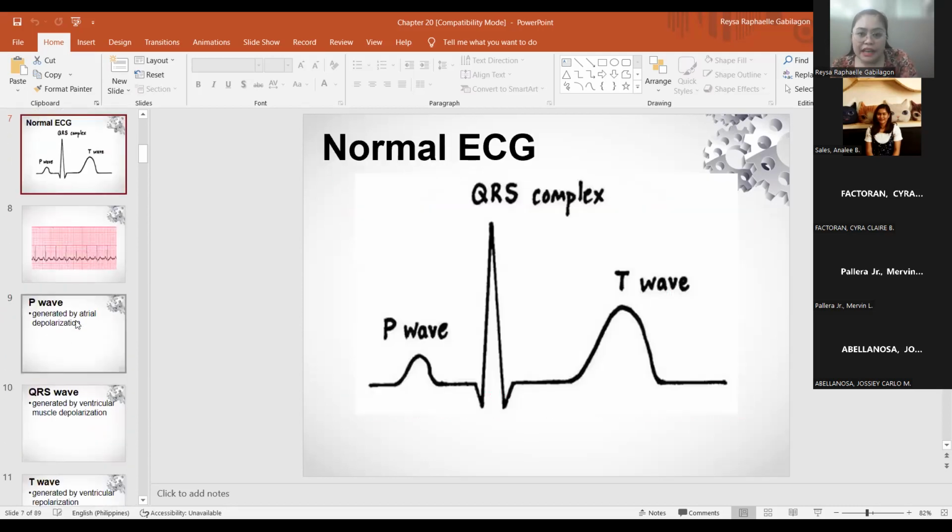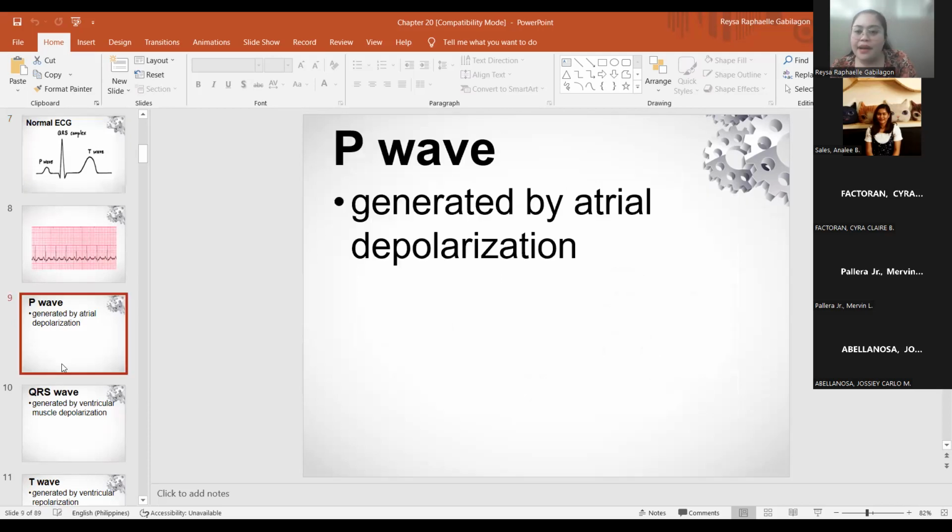Okay, so do not forget the waves for our normal ECG. We have here the P, the QRS, and the T wave. And then we started with this one. P wave happen if there is atrial depolarization. If the cells in the atrium gets excited, that's the time we get to see the P wave.